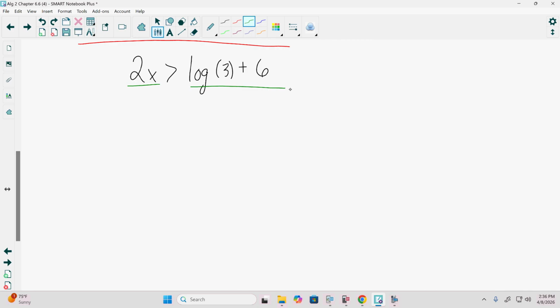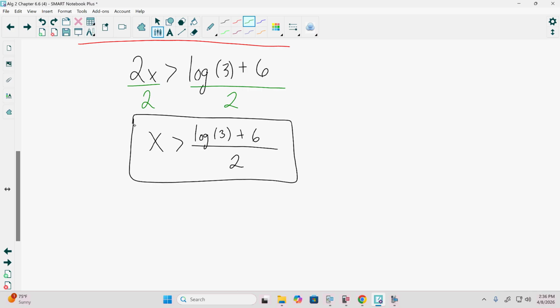Divide both sides by what? 2. Because 2x divided by 2 is x, is greater than log of 3 plus 6 over 2, yes? What's next? Yeah, that's it. And because the variable started out in an exponent, we don't have restrictions, we don't have values of x we have to exclude from it.